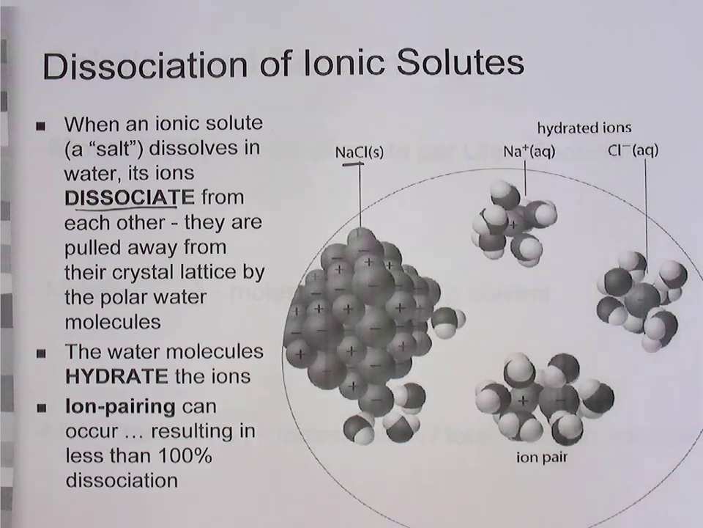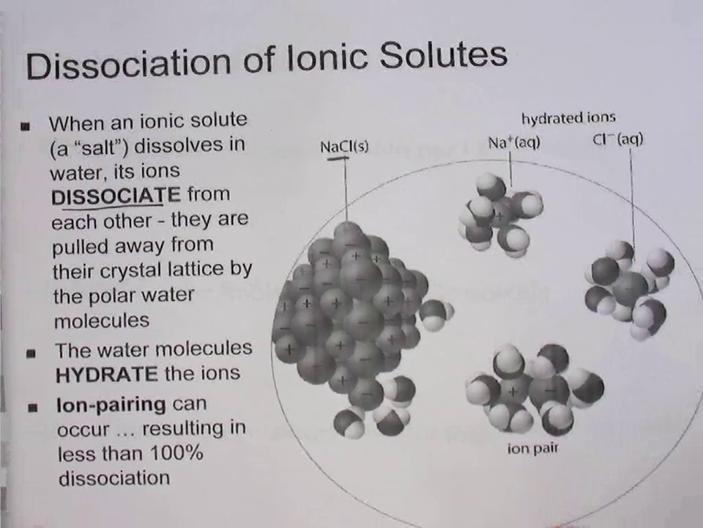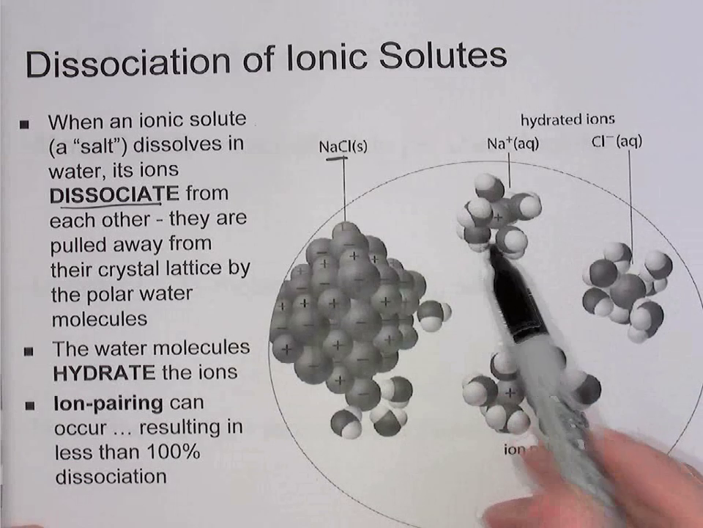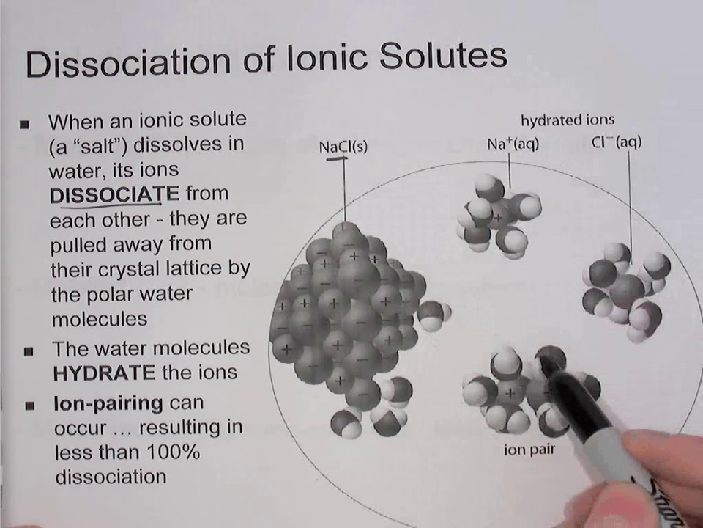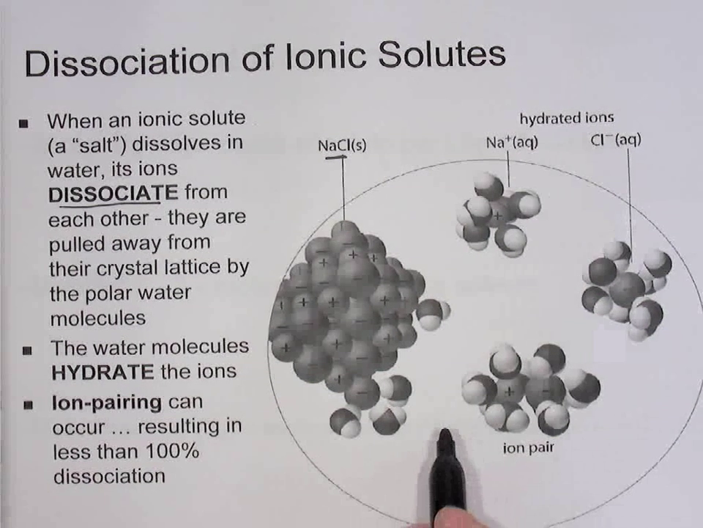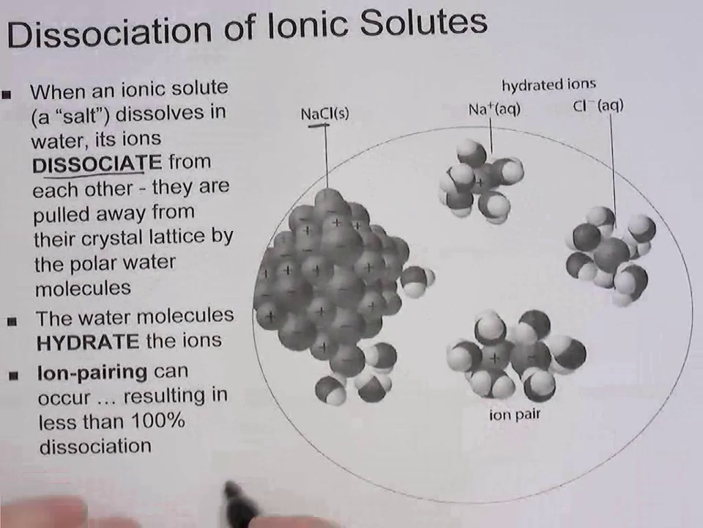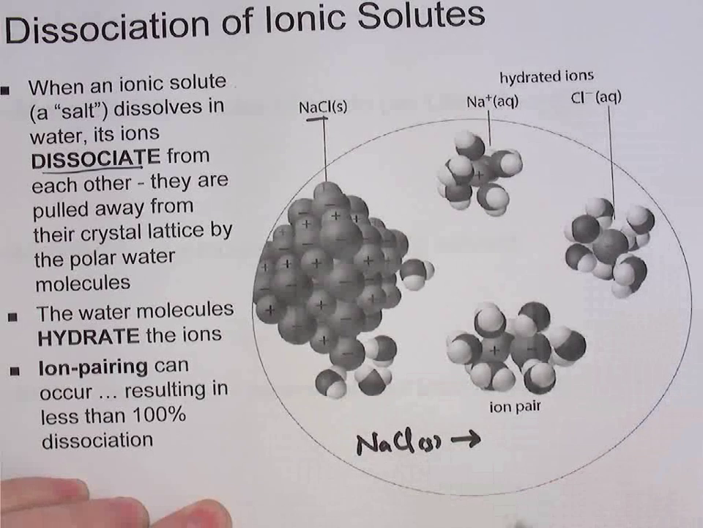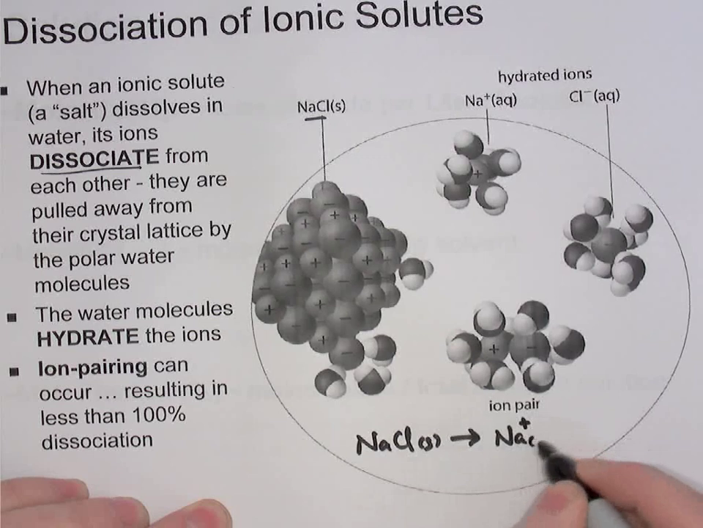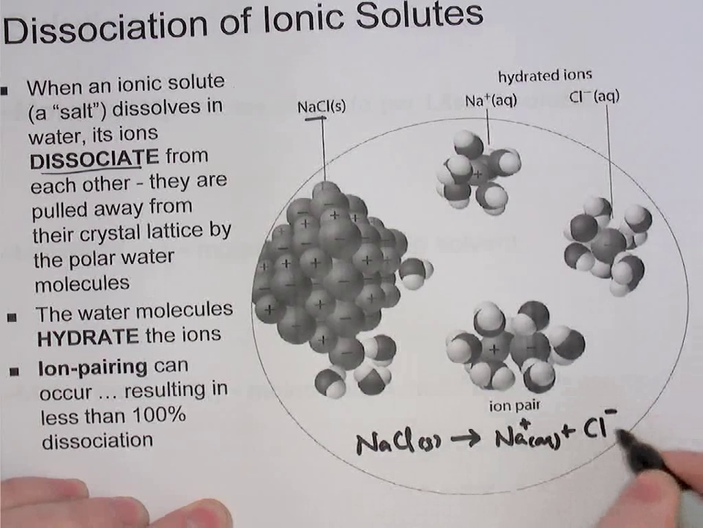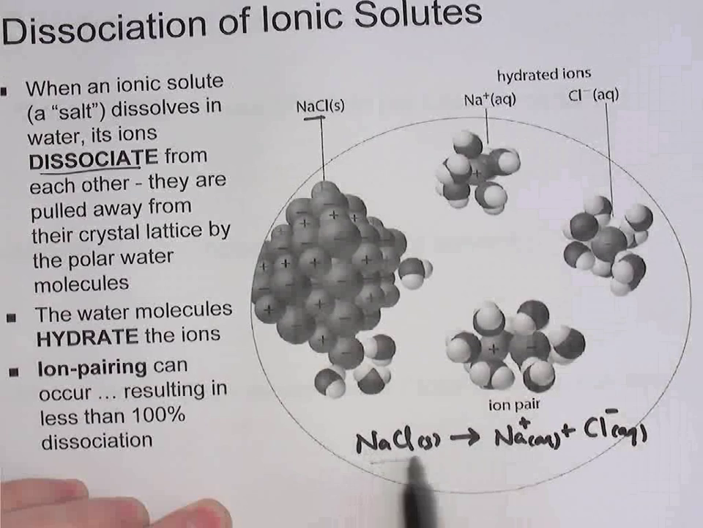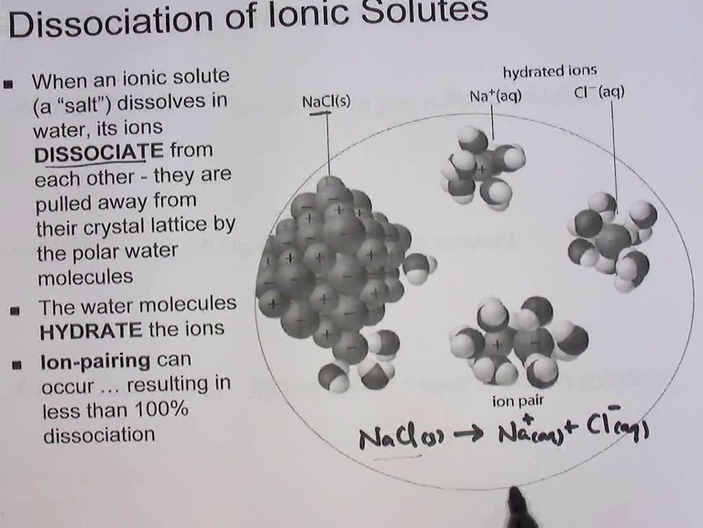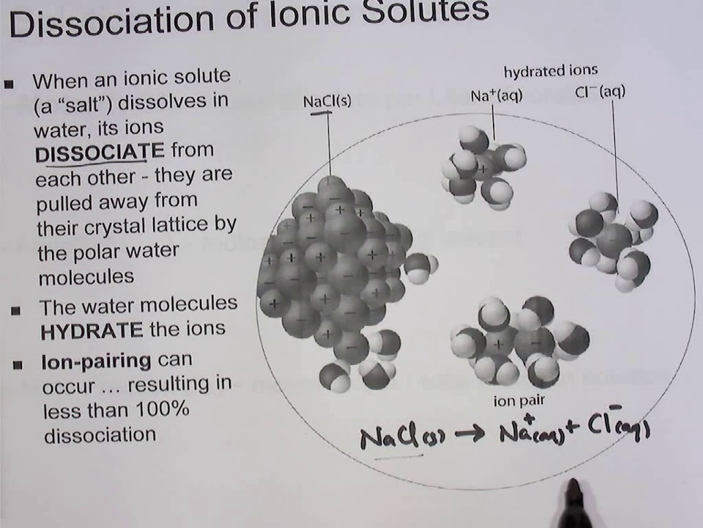So where they used to be held together by strong ion-ion forces, those forces are overcome by the attractive forces of water molecules as well. So now the ions get pulled apart from each other. We say they dissociate. You could write a little balanced equation for that. You could say NaCl(s) is dissociating into Na+(aq) and Cl-(aq). So we take the solid substance and break it apart into its ions. That's called dissociation, or sometimes more generally ionization.